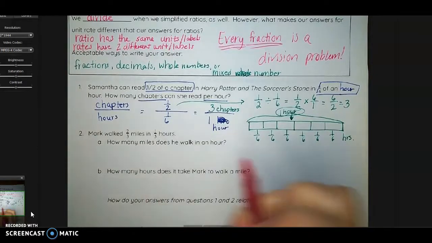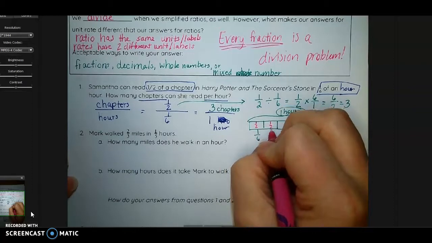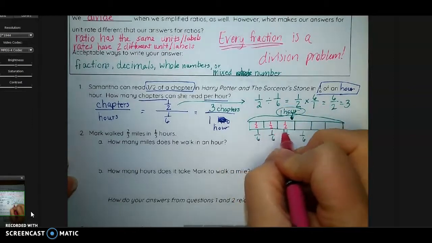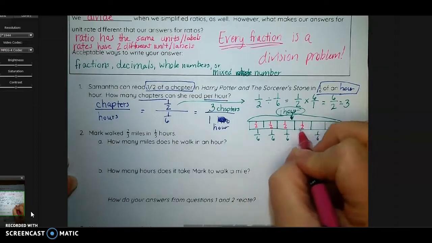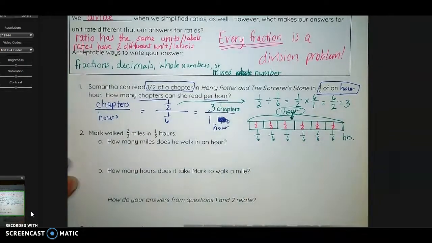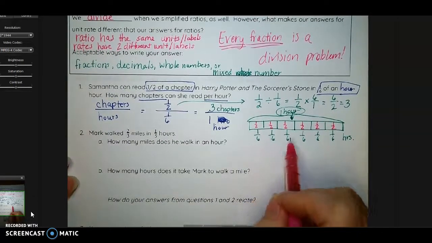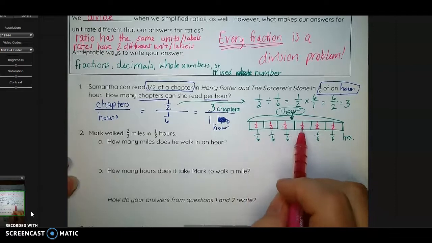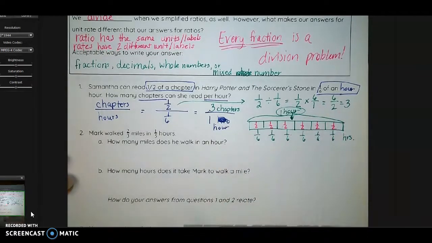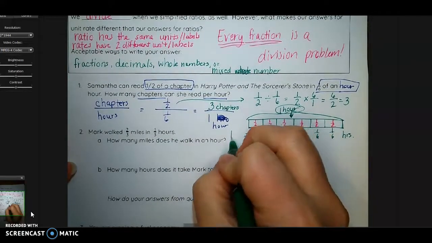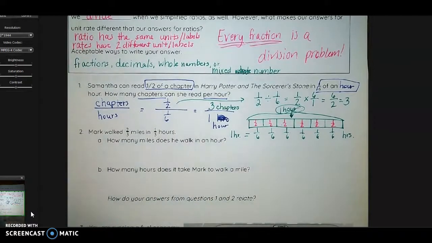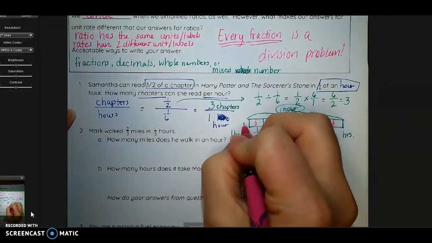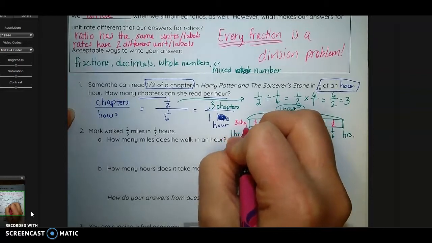And if I can read a half of a chapter, well, there's 1 whole chapter and there's another half of a chapter. That got me to 2 chapters, 2 1/2, 3. So that's another way I could do it if I wanted to use a model. I could cut this up into 6, because that would be the hours, and then put 1/2 chapter with each 1/6 of an hour. So every sixth of an hour, I can read a half of a chapter. When I add all these up, I get 1 hour here because that's 6 sixths. It's hard to say. And over here, I would have 3 chapters.